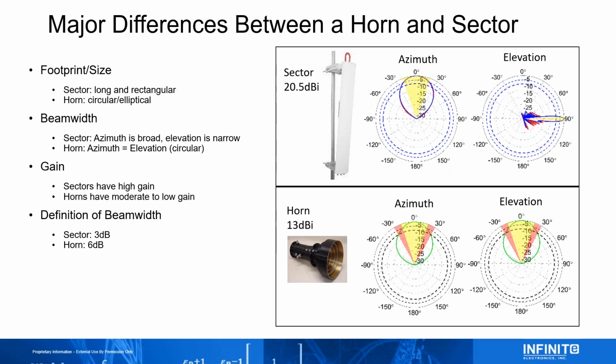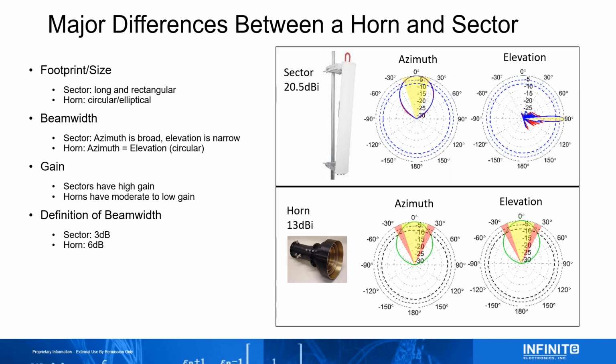What does that mean, though? A sector has high gain because it narrows the elevation beam width so much, but the horn has equal or nearly equal azimuth and elevation beam widths, which causes the gain to actually be less than a sector antenna. I mean, you can see it. A horn is not as big as a sector, so you don't get as much gain.